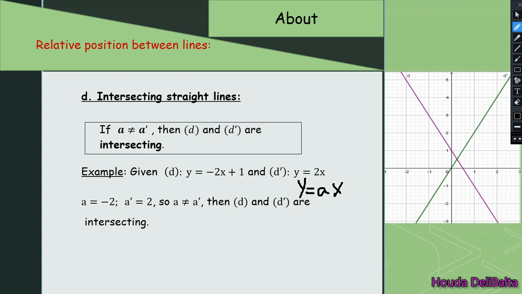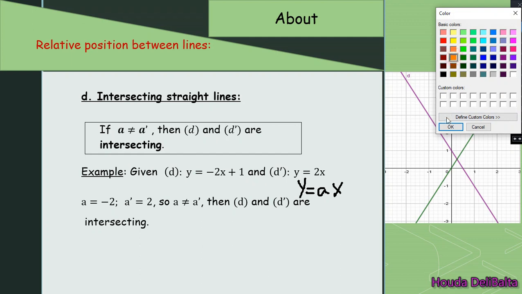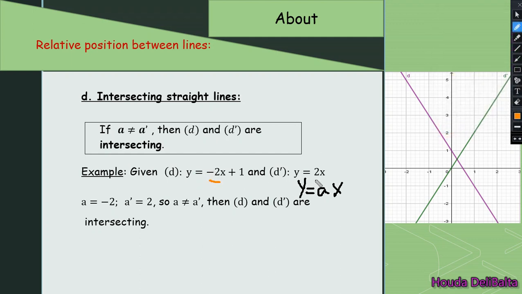Now look at the slopes. The slope of the first line is minus 2, and that of the second line is 2. They are neither equal, nor is their product equal to minus 1, so they are neither parallel, nor perpendicular, nor confounded. They are any two intersecting lines. And here the purple one is line D, and the green one is line D prime, and as you see, here is their intersection point. Notice that D prime is exactly passing through the origin, as I told you, because its equation has the form of y equals ax.